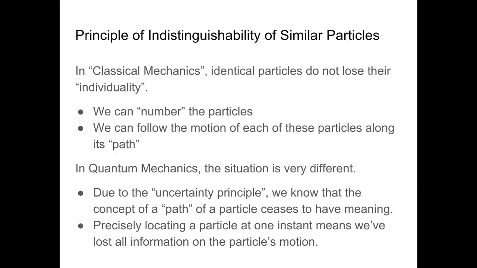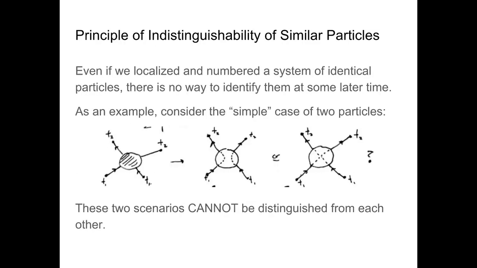So once we locate a particle at a particular instant, that means we've lost all information on the particle's motion. So even if we localize a system of identical particles, there's just no way that we can tell at some later time which particle is which.